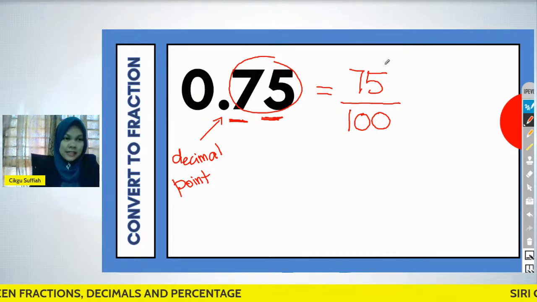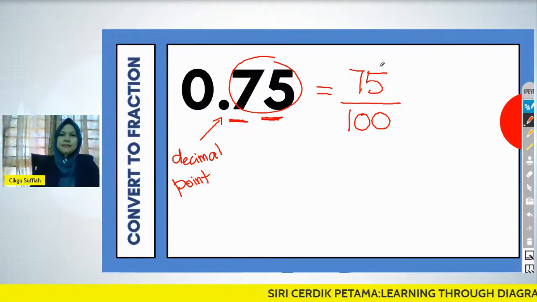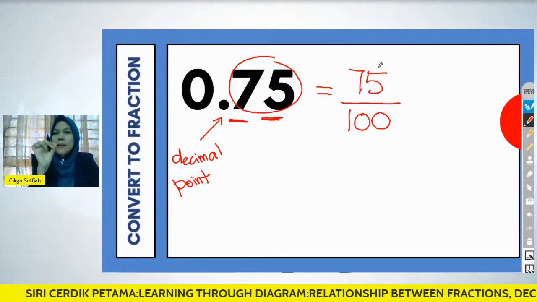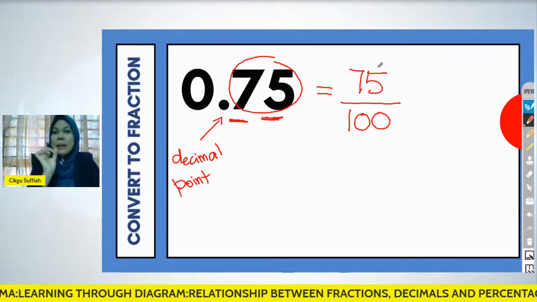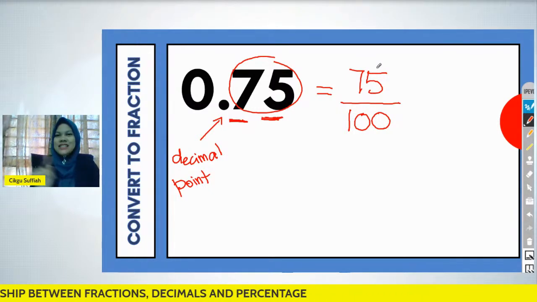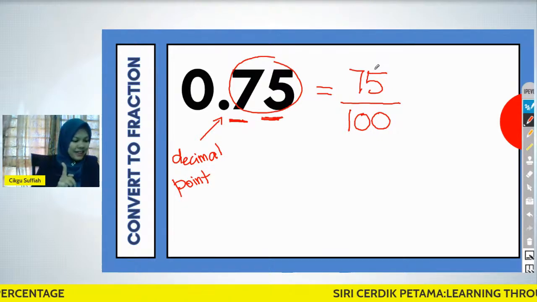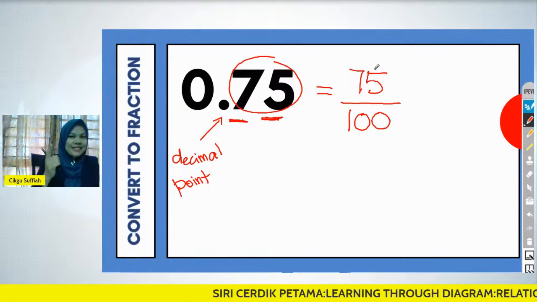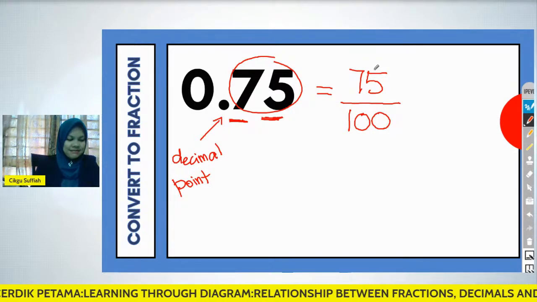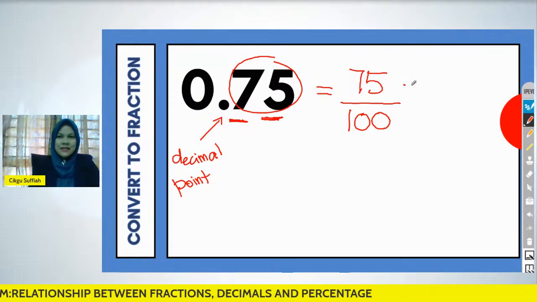Now we are converting decimals to a fraction. But as you can see, 75 over 100 can still be simplified. This is not the simplest form. We can divide by, okay, some of you tell me the answer, 75 can divide by what number? 75 divided by?